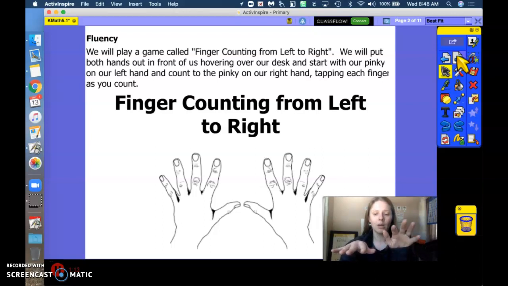All right, so push down your pinky finger. 1, 2, 3, 4, 5, 6, 7, 8, 9, 10. Great job tapping your fingers, keeping them in control, and counting as we go. See if you can do it again for a parent or friend.